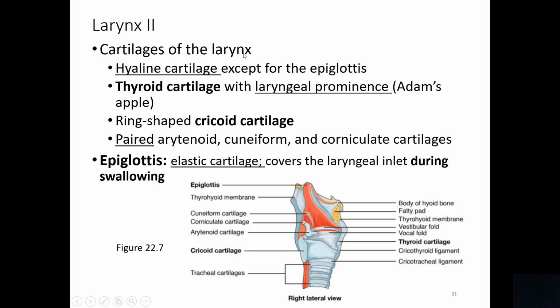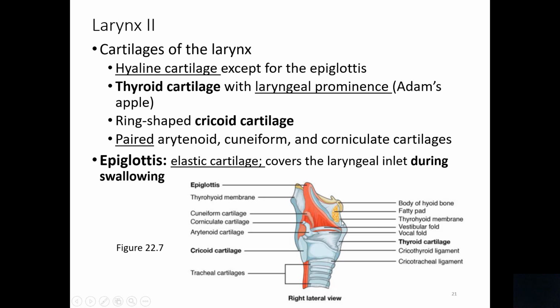Larynx is made of cartilages, and you need to know their name. Epiglottis, the top one, so that is Adam apple right here. All that structure right here is larynx. Epiglottis is made of hyaline cartilage. It goes down and covers entrance to the trachea when we swallow.